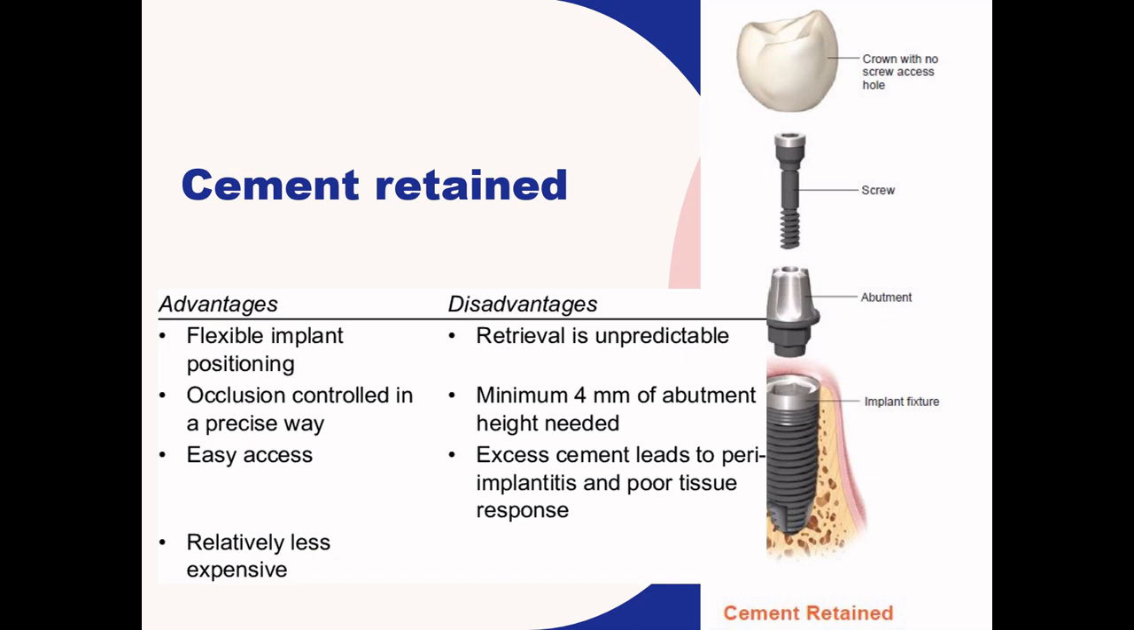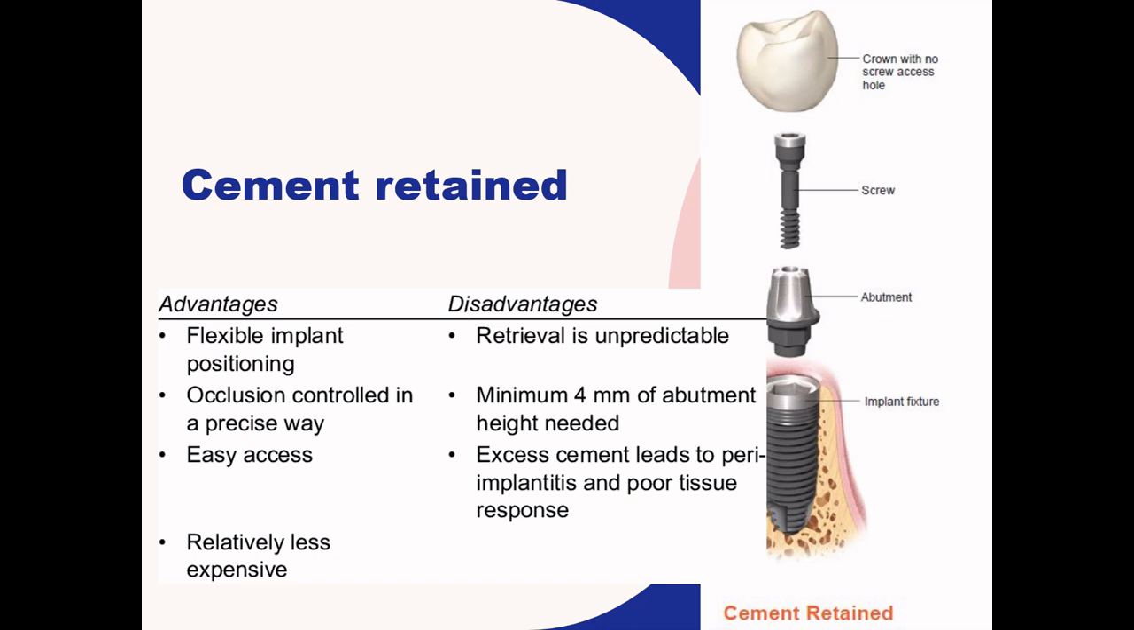So cemented fixed prostheses can be retrievable when a soft access cement is used as a luting agent. And we need a minimum of 5 millimeter of abutment height for adequate retention and resistance form. And also the excess cement or the residual cement leads to peri-implantitis and poor tissue response.